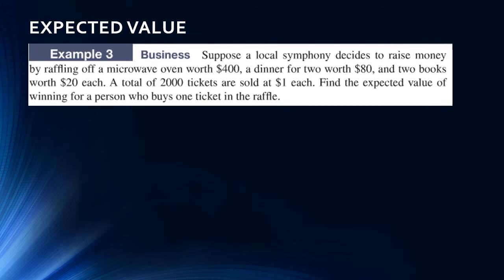So what we're looking for is the expected value of winning. So our random variables are going to be about us winning. What do we win? How much do we win? Remember, random variables are actual numbers. Okay, so what's possible to win in here? Well, we can win a microwave oven, we can win a dinner for two, or we could win two different books, each worth $20.